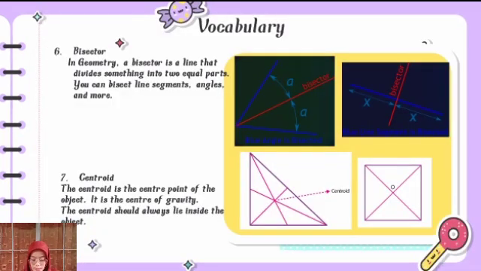Number 6 is bisector. In geometry, a bisector is a line that divides something into two equal parts. You can bisect line segments, angles, and more. You can see the picture. The bisector is the red line.